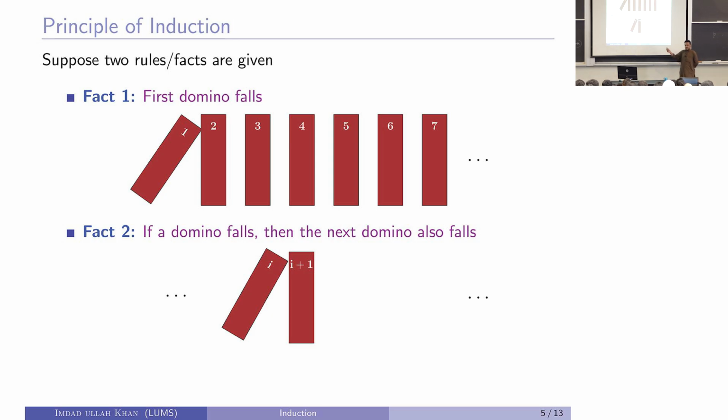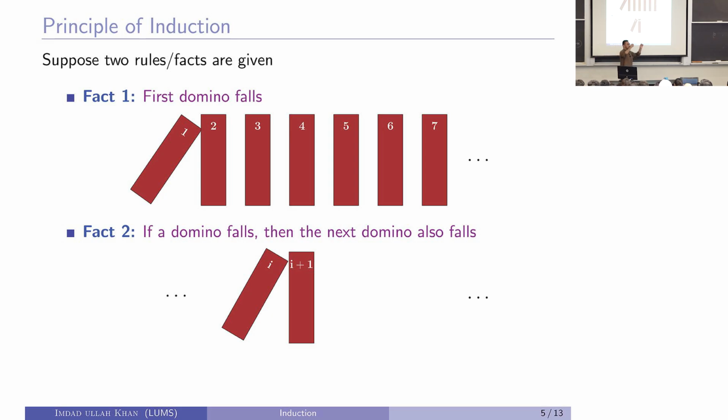So, this is like infinitely many statements. This is a statement about all i's. If the fifth falls, then the sixth will also fall. If the 19th falls, then the 20th will also fall. If the 74th falls, then the 75th will also fall. Does it make sense? So, I have infinitely many numbered dominoes.